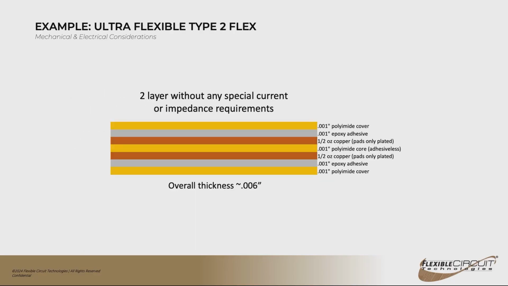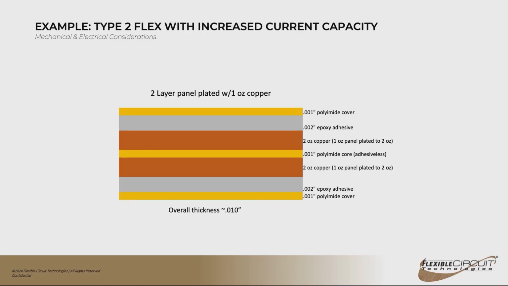This is an animated cross-section of an ultra flexible 2-layer circuit where you'd be using 1/2 ounce copper with pads only plating, 1 mil adhesiveless polyimide core, and then a 1 mil polyimide cover top and bottom. You can see the overall thickness is about 6/1000ths of an inch. Now, if your application requires higher current, where you had to go with a thicker copper thickness, you can see here, this is basically the same type of circuit, 2 layers, but we have 2 ounce finished copper.